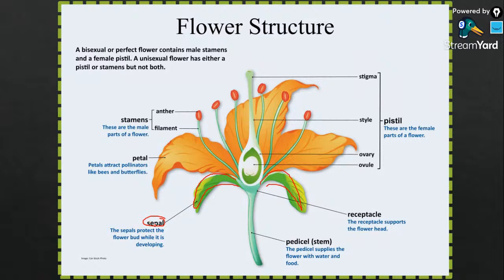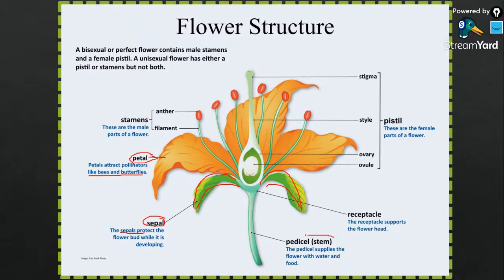Okay, you will call them the sepals. These sepals protect the flower bud while it is developing. And this brightly colored region, you will call the petals, and they attract the pollinators like bees and butterflies for the process of pollination.